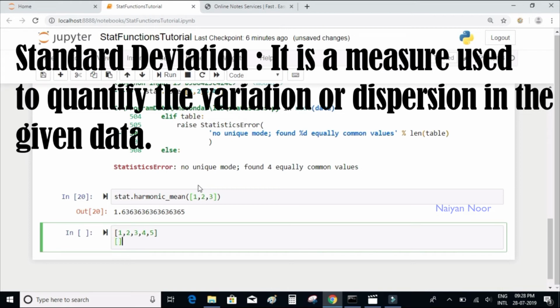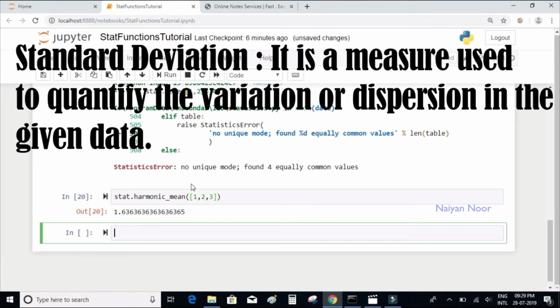Now let's take a look at data which has a lot of dispersion. 1, 2, 500, and then suddenly you have 600, and then suddenly you have -2. Something like this has a lot of variation or dispersion. So standard deviation is a metric which gives how much variation or dispersion there is in our data.